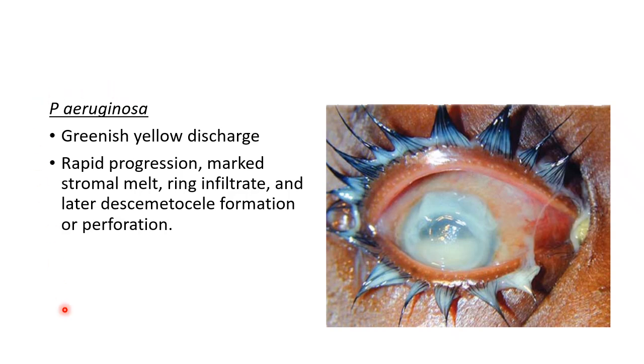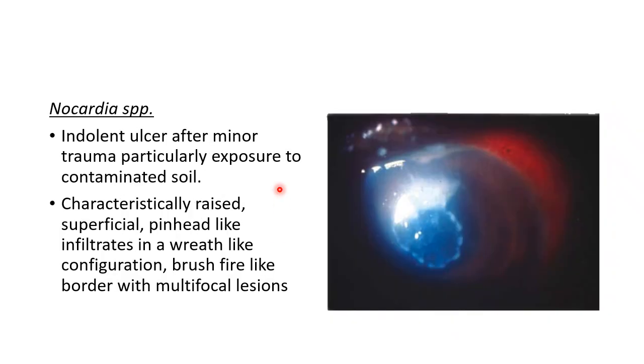Pseudomonas aeruginosa, as we discussed, very commonly associated with contact lens users. It presents with a greenish yellow discharge. It is also rapidly progressive and causes stromal melting. Now you see this defect over here, this is basically melting. The stroma is melting away because of necrosis. And later on, it is likely to perforate. And you can also see the dirty mucopurulent discharge, how matted the eyelashes are. That's Pseudomonas aeruginosa.